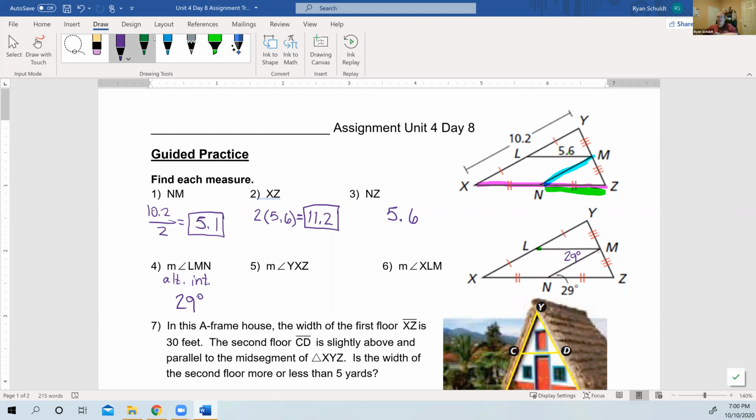The next one they ask about is angle YXZ. So Y, X, go all the way down to X and then over to Z. So the one we're interested in is this one right here.